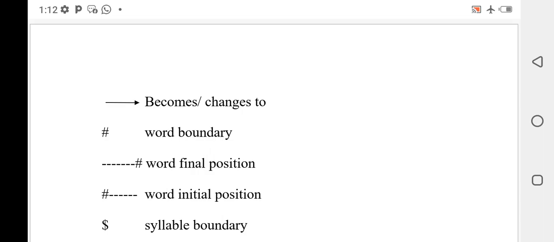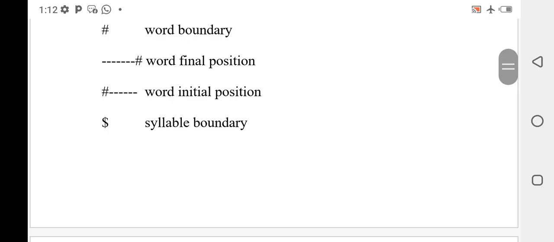So the word boundary, the thing you are talking about is at the final position. But when there is the word boundary before whatever starts, you will know that that is the initial position. That is at the beginning of the word.